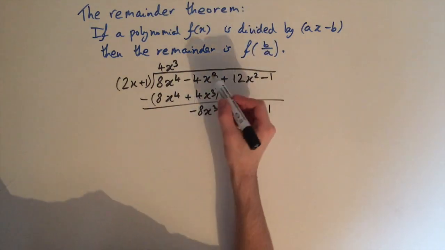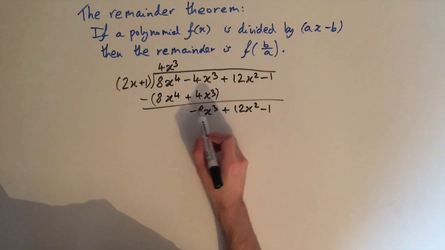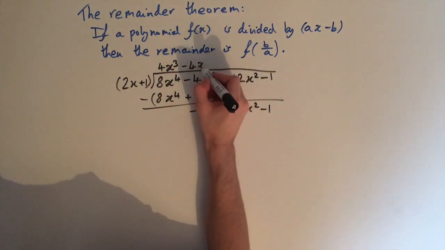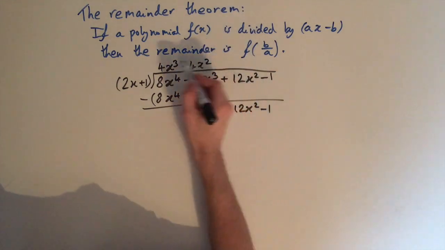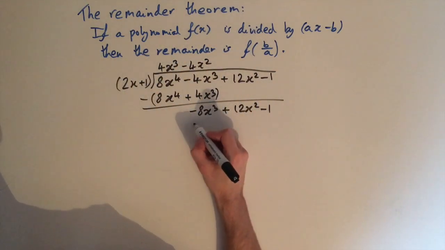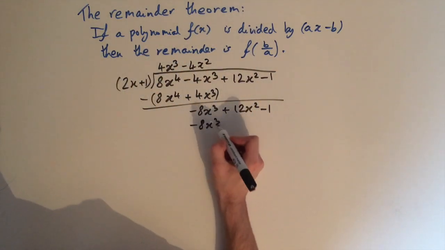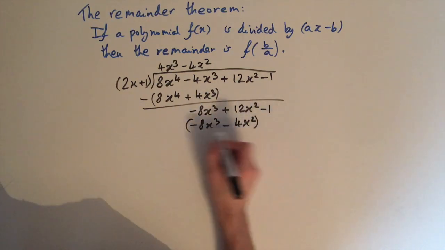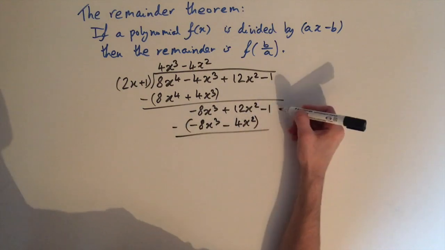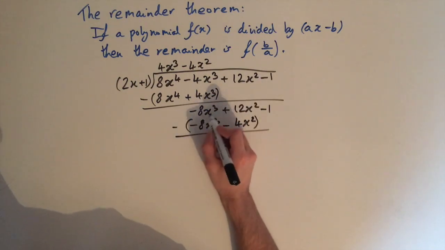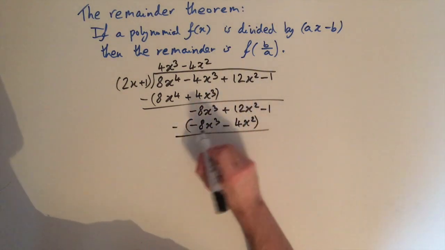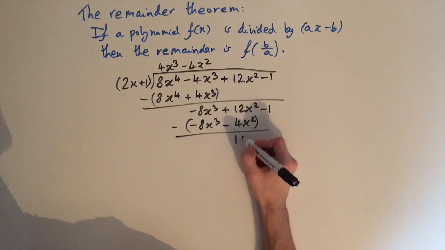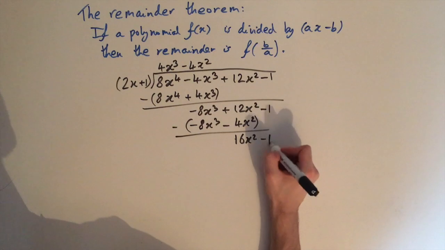And then we repeat. We look at this leading term and divide it by 2x, and this gives us 4x squared. Then we multiply down, and what we're left with is 8x cubed minus 4x squared. Then write brackets and subtract this term off the previous line. So the first term is going to cancel again. And now we have a double minus, which turns into a plus. This gives us 16x squared minus 1.